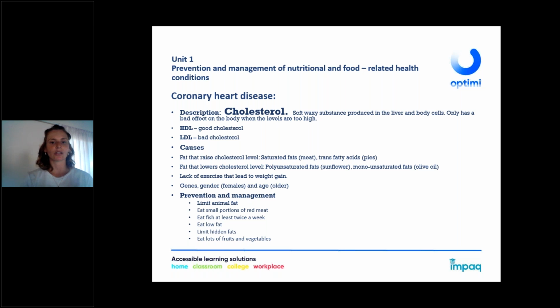So cholesterol is a soft, waxy substance produced in your liver, and all of us have cholesterol. It's good to have cholesterol, but there's two things that you need to know. You get good cholesterol and then bad cholesterol. So high density lipoprotein is good cholesterol. Low density lipoprotein is bad cholesterol.